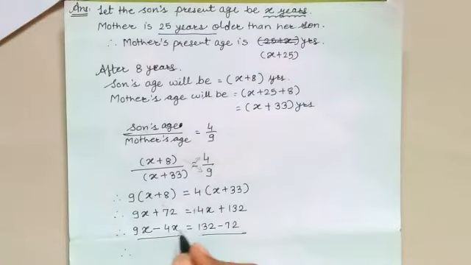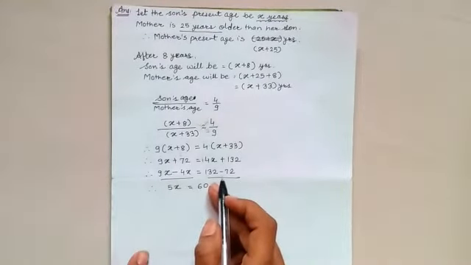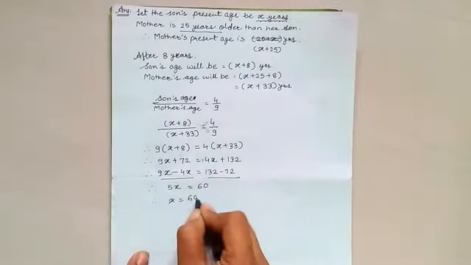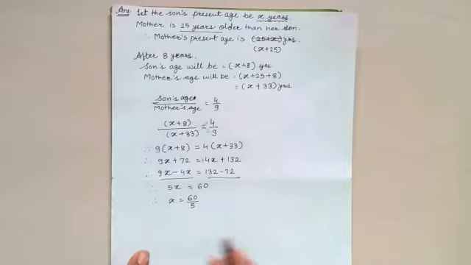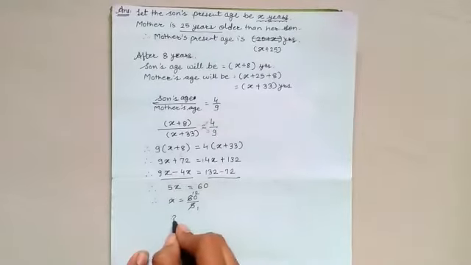Therefore, 9x minus 4x, the answer will be 5x, is equal to 132 minus 72, the answer will be 60. As this 5 is multiplying to the x, it will go to the opposite side and be divided. Therefore, x is equal to 60 upon 5. Therefore, 5 ones are 5, 5 twos are 10. Therefore, x is equal to 12.